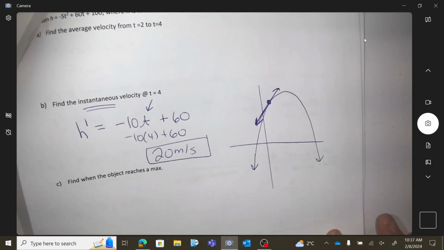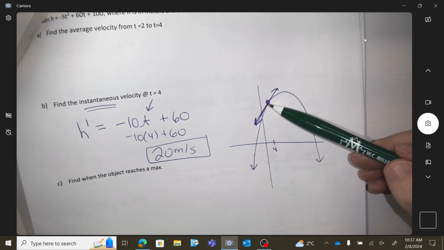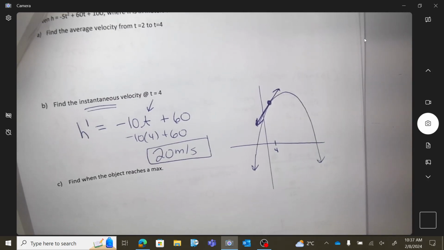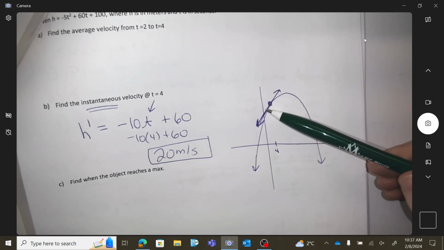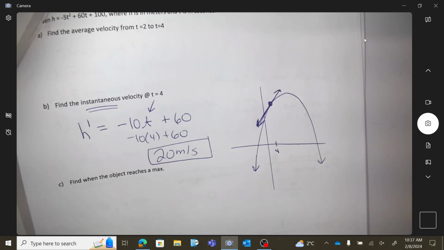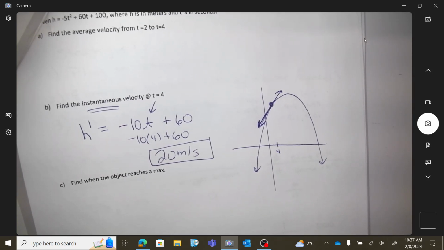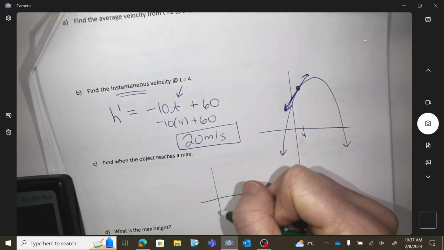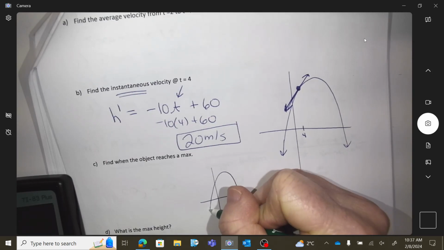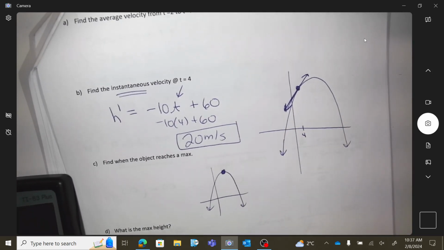Okay, so there's your visual. At the time of 4, this is where I am when I launched an object or whatever, right? So I launched an object at the time of 4, it's at a velocity of 20 meters per second. Okay, find out when does this object reach max. So there's the max.